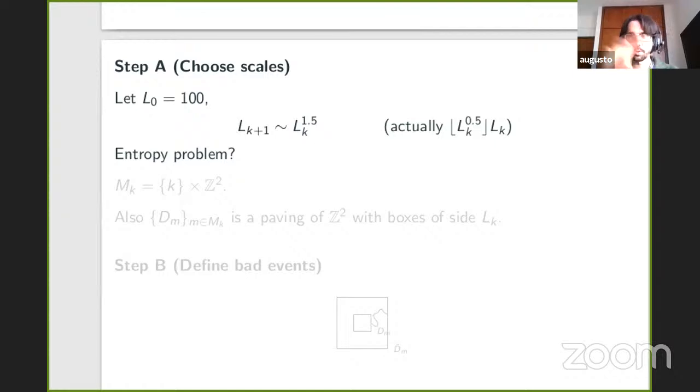And then we pave the universe with these boxes, just like before. We define the bad event. You see the picture there. Everything in gray is just as before. The event is just as before.